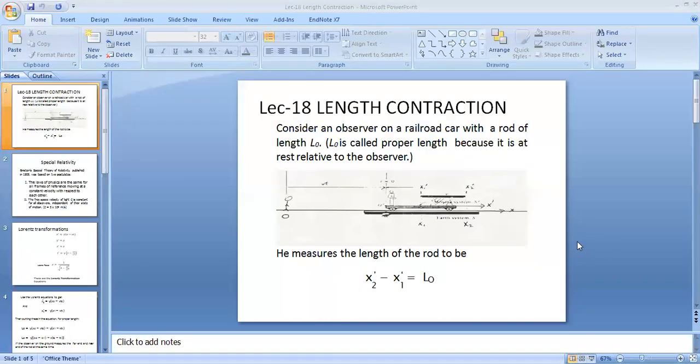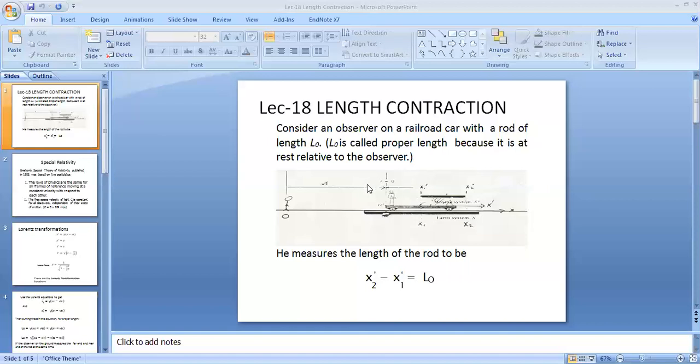Bismillahirrahmanirrahim. This is our 18th lecture of Classical Mechanics 2. Here we will see how the calculation of length for two observers, one stationary and the other in relative motion, will differ under the special theory of relativity put forward by Albert Einstein in 1905.